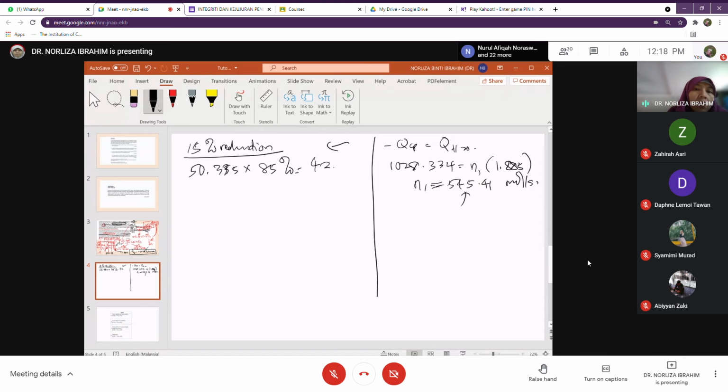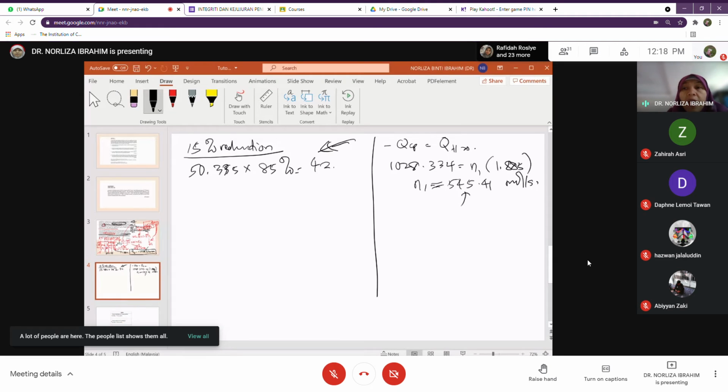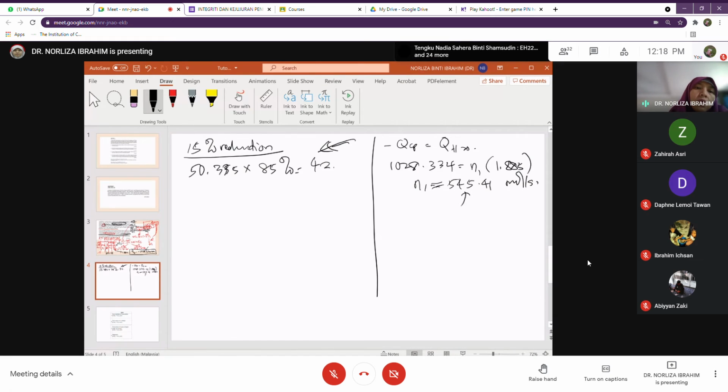Okay, so now back to here. Considering for this example a 15% reduction, the reduction is applied to the inlet flow rate, which is 50. So 15% reduction of the 50, it will be what? 42.785 mole per second.